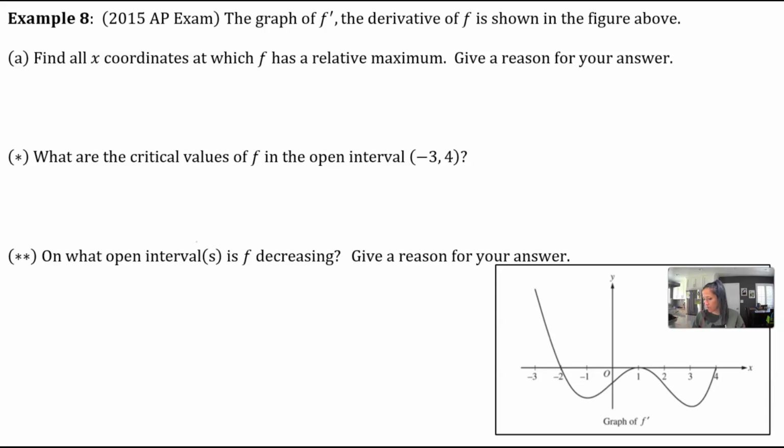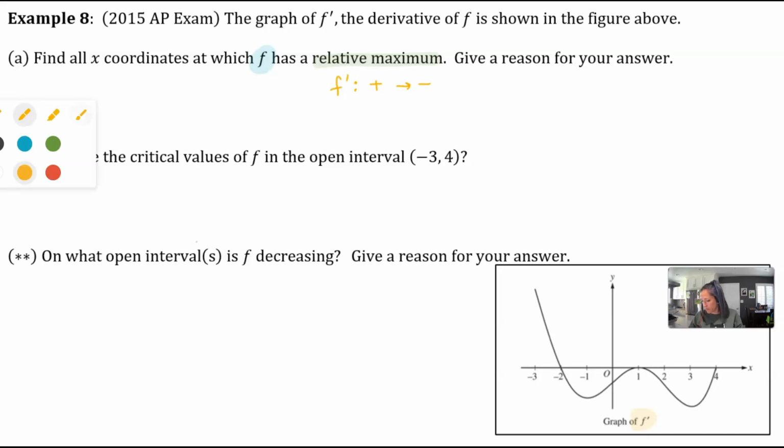And we are being asked to find all coordinates with which f has a relative maximum. Now again, don't get distracted by the fact that our graph looks like it has a maximum somewhere. That doesn't matter because this is a graph of f prime and we want to know about f. So we know if we want to relate these two, f has a relative maximum when f prime has made the switch from positive to negative, right? Because that means I went from increasing to decreasing.